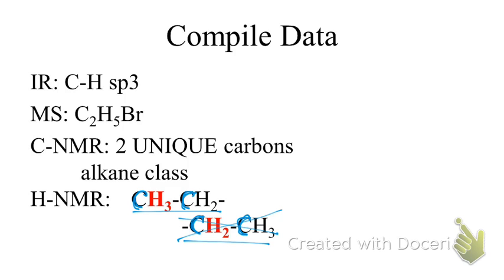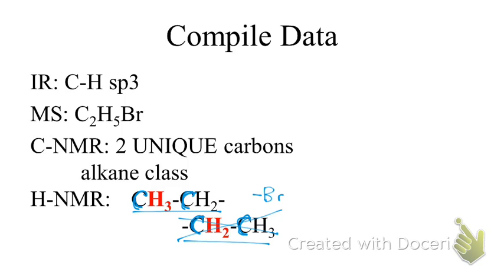So we go back to the mass spec, and the mass spec tells me I have a bromine. How many bonds can bromine have? 1. Bromine's missing a bond. CH2, CH3 is missing a bond. How do I solve? Put them together. Okay? Do not put pieces together until the very end.